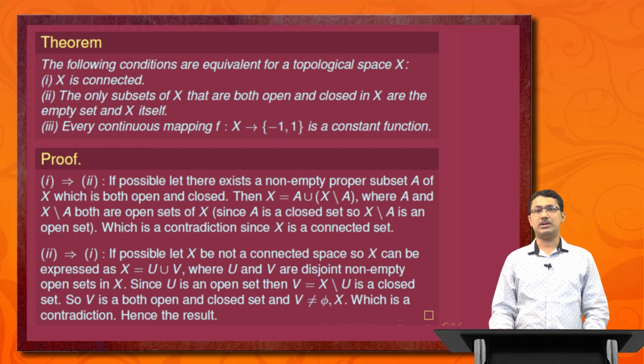Next, 2 implies 1. Assume the only subsets of X that are both open and closed in X are the empty set and X itself. Then we prove that X is connected. If possible, let X be not a connected space. So X can be expressed as a disjoint union of two non-empty open sets U and V. Since U is an open set, its complement X minus U, which is equal to V, is a closed set, and U is closed also. So V is both closed and open, and V is not equal to phi or X, which is a contradiction. Hence the result. That means X is connected.